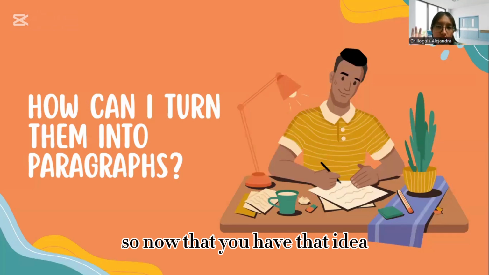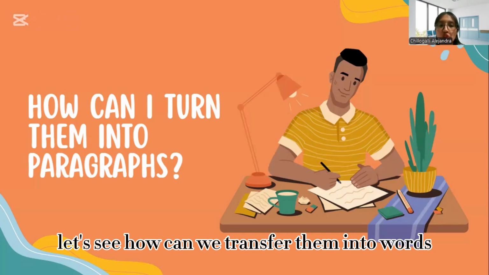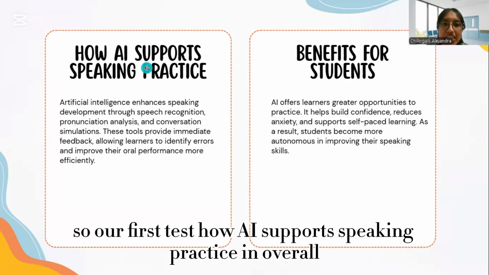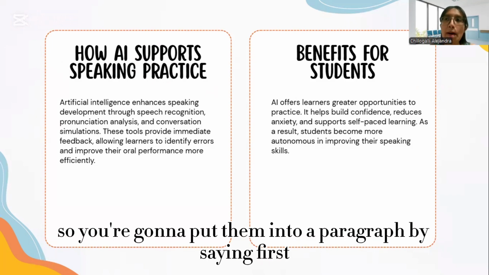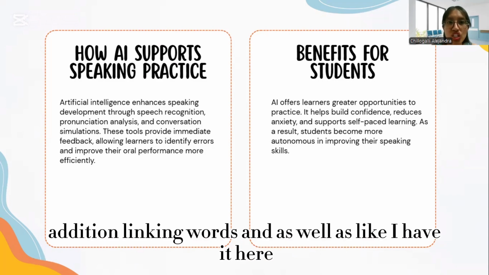So now that you have those ideas, let's see how we can transform them into words. Our first one says how AI supports the speaking practice. Overall, you're going to use linking words. So you're going to put them into a paragraph by saying first, second. You can use linking words and addition linking words, as I have here.